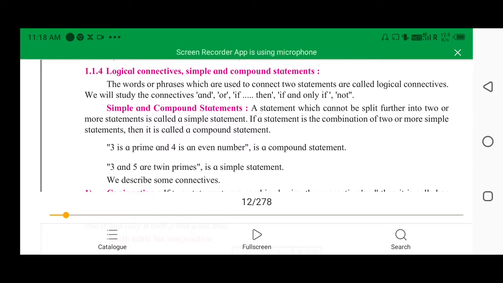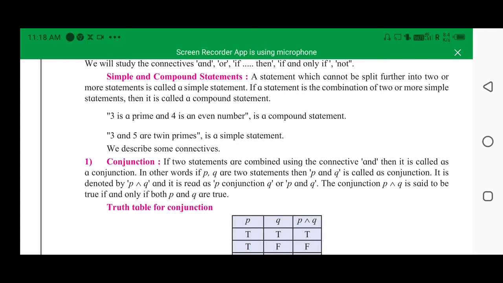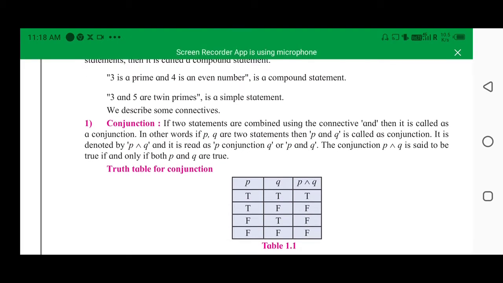Okay, 3 and 5 are twin primes, it is a simple statement. Twins means they are said to be the same, so that is a simple statement. And now some connectives are given below, the first one is conjunction.